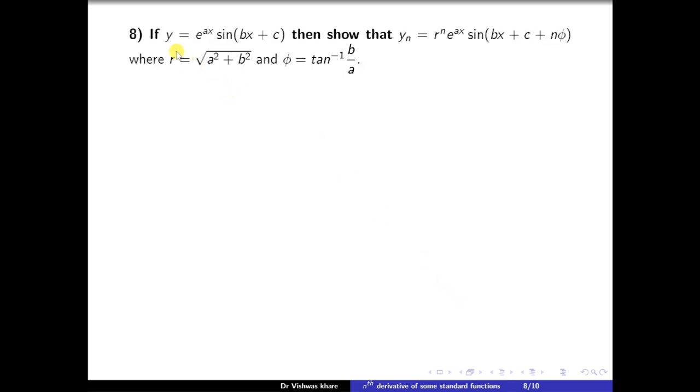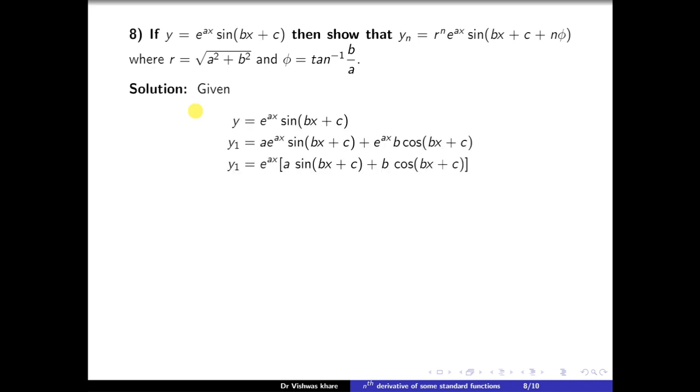Now let us take this example. If y is equal to e to the power ax sin(bx plus c), then show that yn is equal to r to the power n e to the power ax sin(bx plus c plus n phi), where r is equal to root a square plus b square and phi is equal to tan inverse b by a. Let us see the solution.